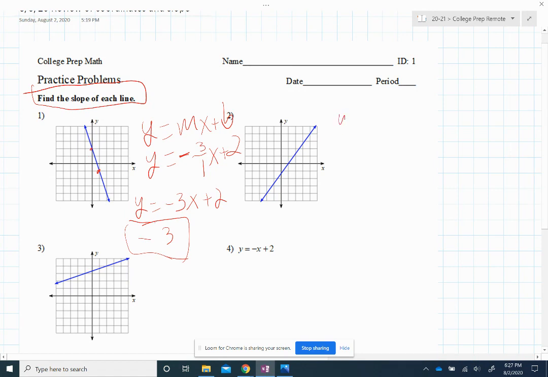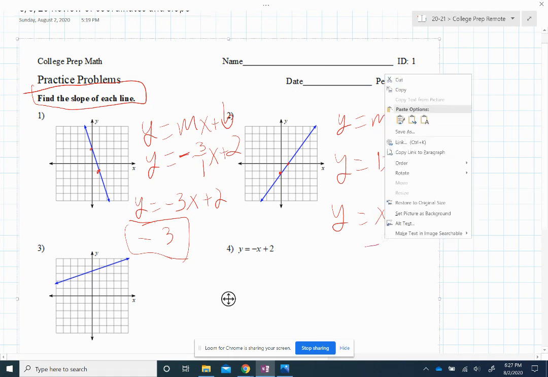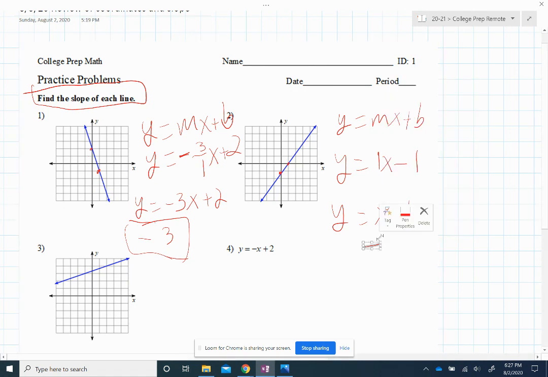If we look at this example, we have again y equals mx plus b. We have 2 points here and here. So we're going to rise 1. We're rising, so it's positive, over 1. So the slope is 1x. It touches the y at negative 1. So y equals x minus 1. So our answer is 1.